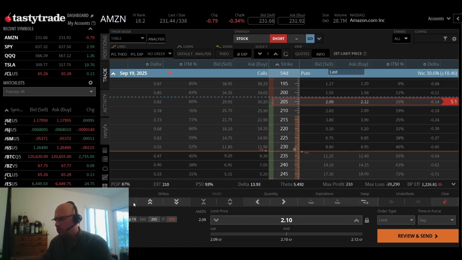And down here, the platform also calculates the probability of making 50%. So in this case, $1.05 per share, and that's a lot higher probability, 93%. And that's generally when I like to exit my trades, when I'm making a profit of roughly 50%. So I would close this at $1.05.